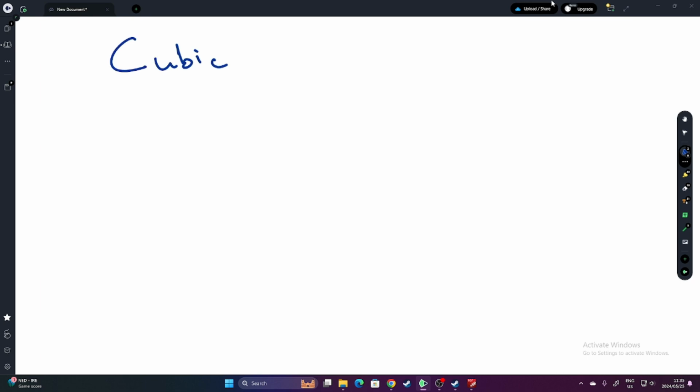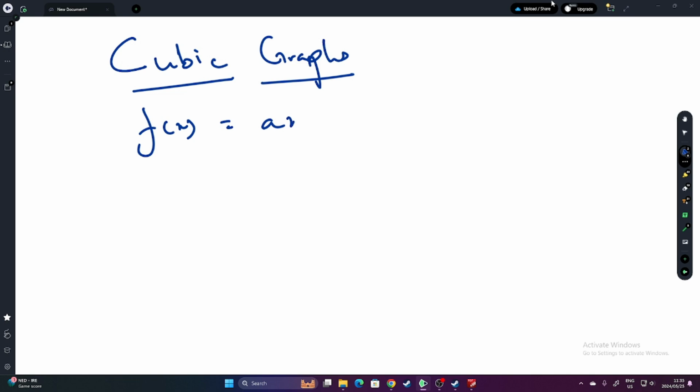So we're looking at cubic graphs, and our basic equation, or the standard equation of a cubic graph, is f of x is equal to ax cubed plus bx squared plus cx plus d.